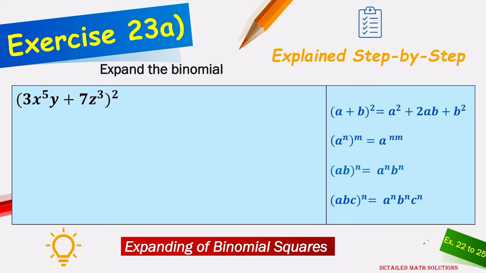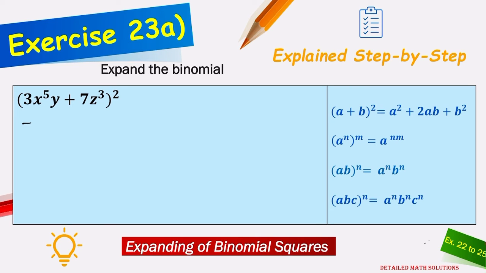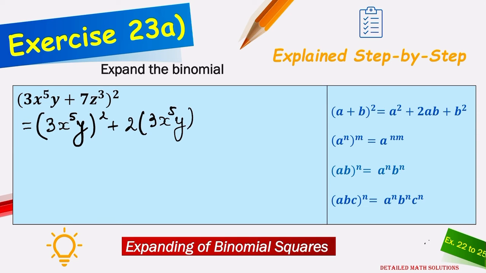Expand the binomial (3x to the fifth power multiplied by y plus 7z cubed) squared. This equals the first term squared, (3x to the fifth y) squared, plus 2 times 3x to the fifth y multiplied by 7z cubed, plus the second term squared, which is (7z cubed) squared.